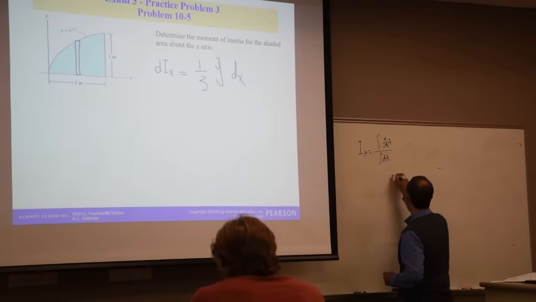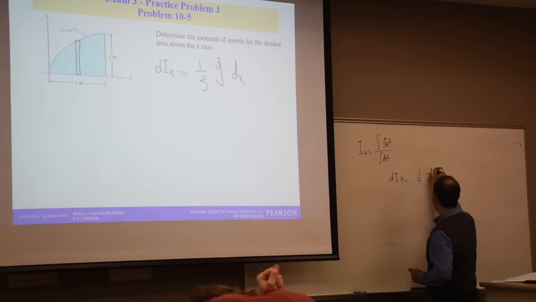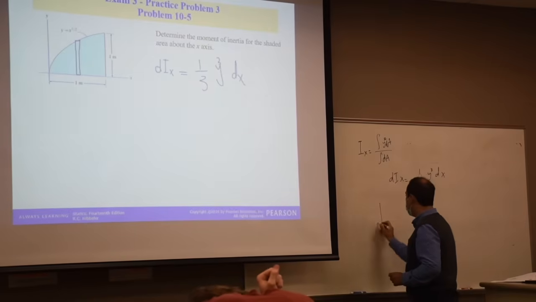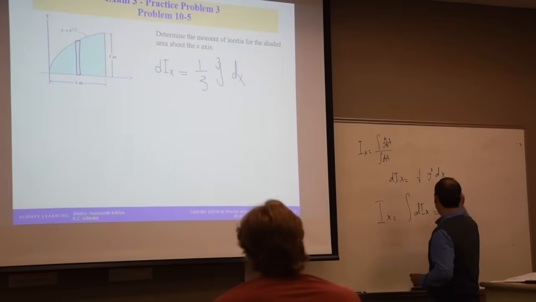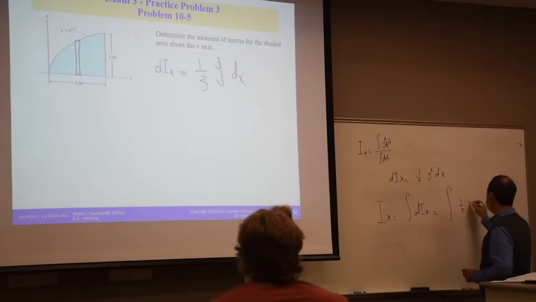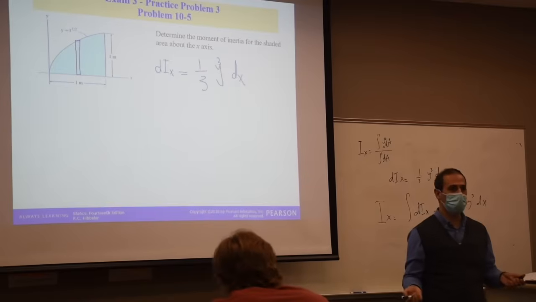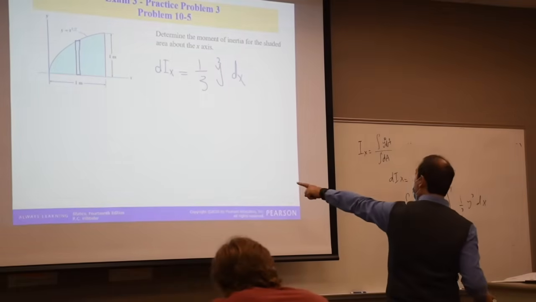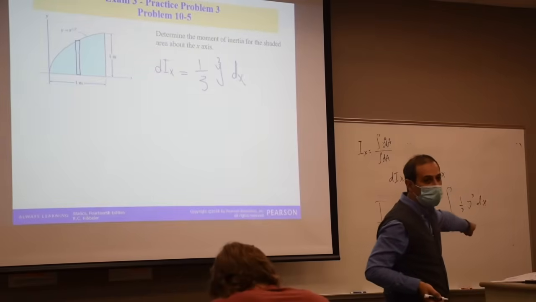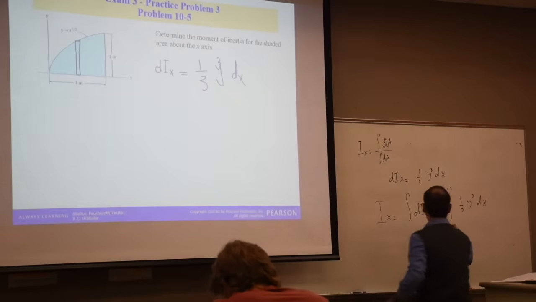The only thing you need to do now is, if you have dIx, so this is dIx equal to 1/3 y cubed dx. What is Ix? It's the integration of dIx, which is the integration of 1/3 y cubed dx. Right? Plug everything in. Before we plug this in, I'm integrating on dx, so what should my limits be, from where to where? 0 to 1 on the x-axis, right?